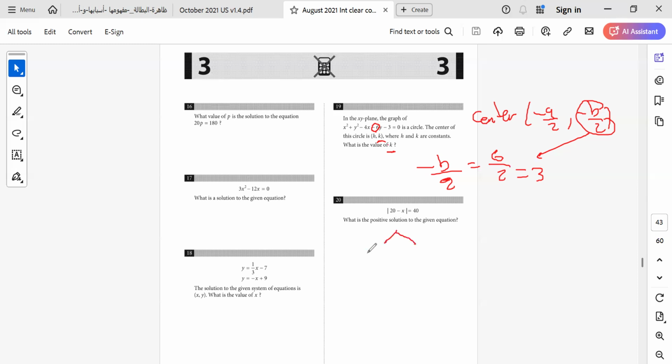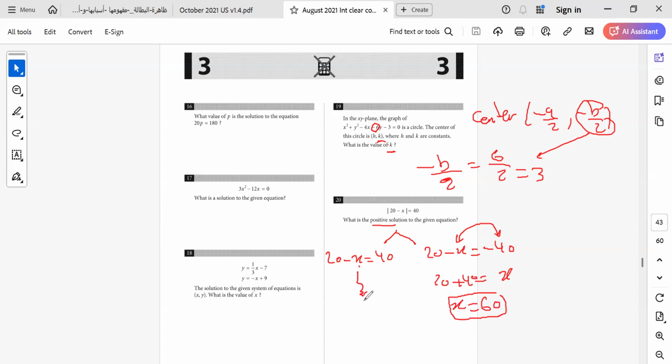To solve this you'll do 20 minus x equals 40, and 20 minus x equals negative 40. I will solve both and need only the positive solution. So the positive solution will come from here. Bring x here and negative 40 there, so x equals 20 plus 40, x equals 60. Only the positive solution. I will not continue here, because you need only the positive solution.